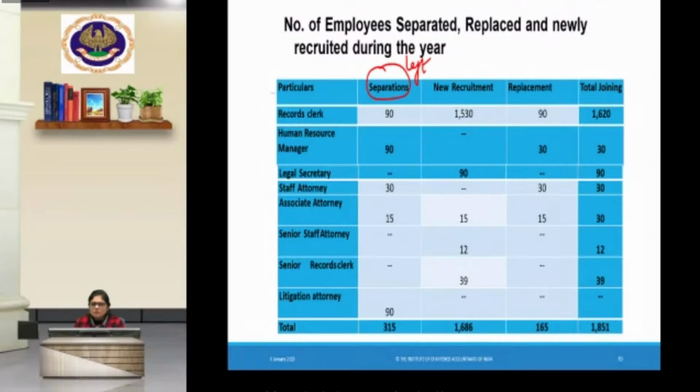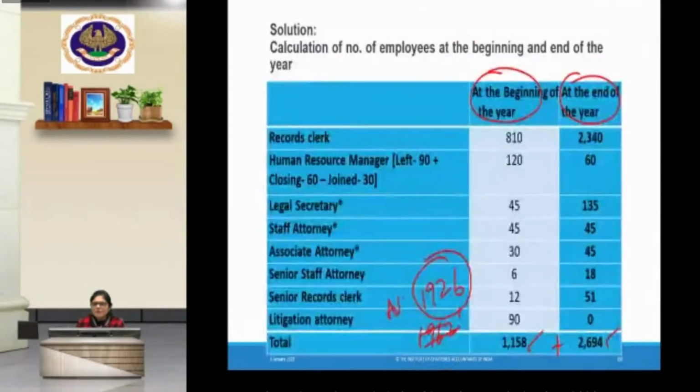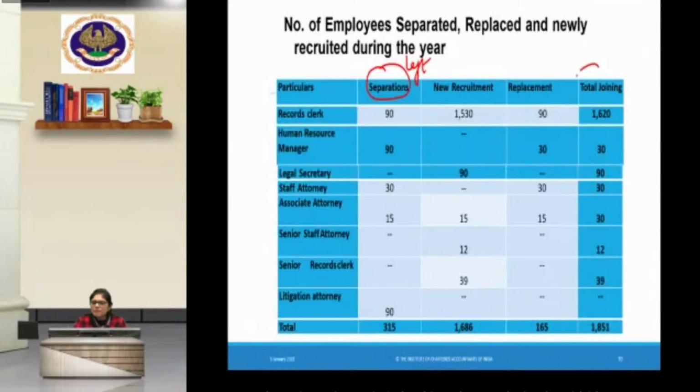Here. So now come to the table again. From the table, you have to take the information of the joint. All the joint 1620, 30, 90, 60. So for the next table, you have to take the data of the employees joined and employees left. Left means separations, joined means total joined. All right. So this is the total joining.